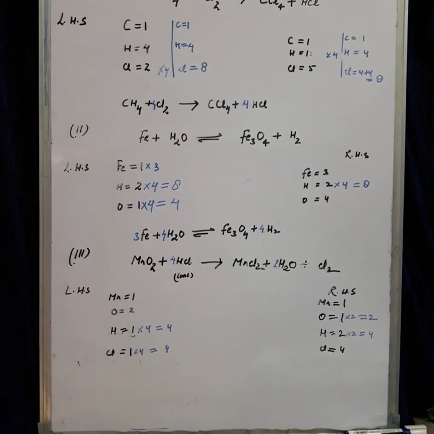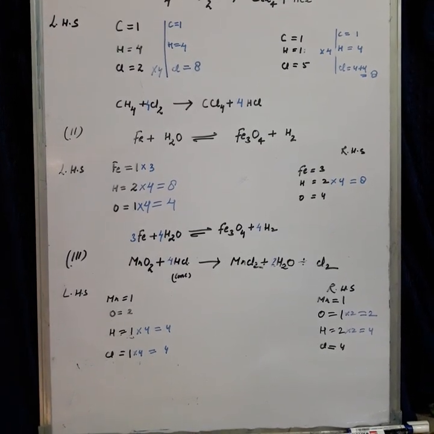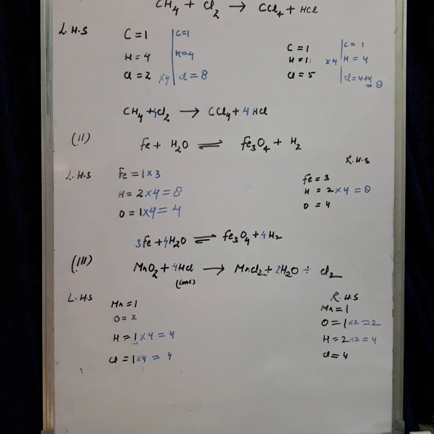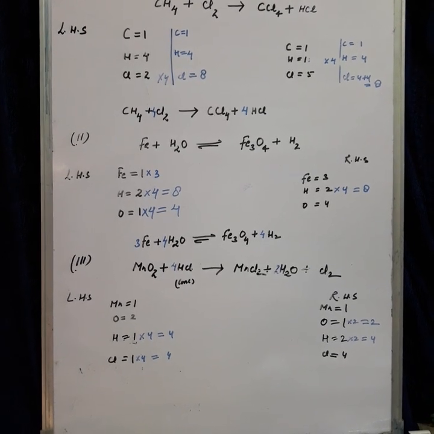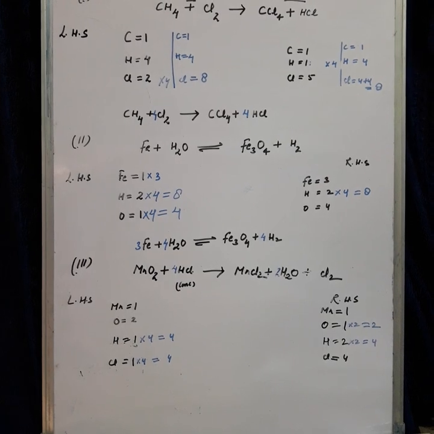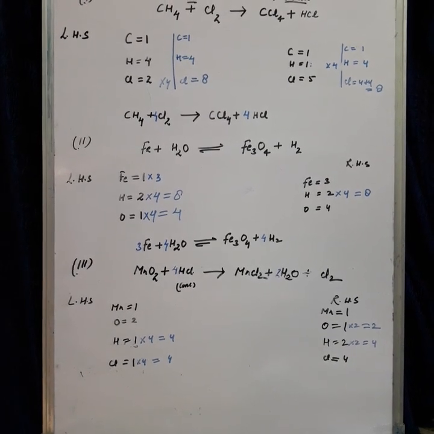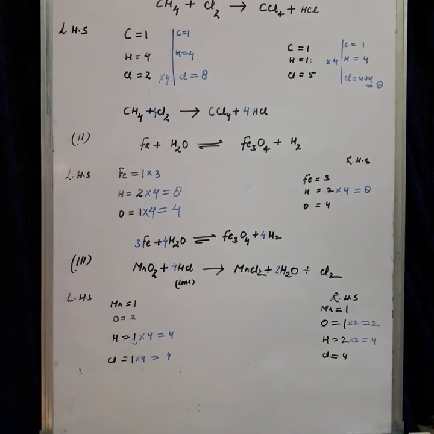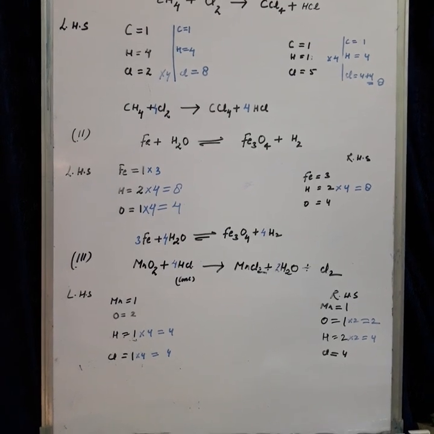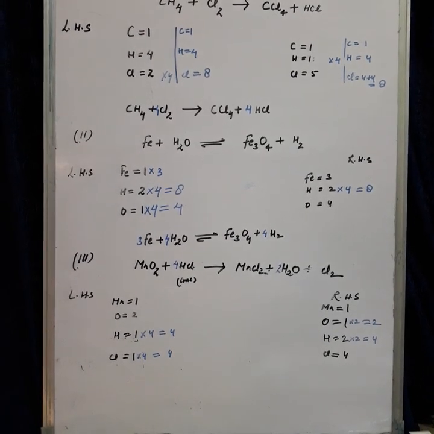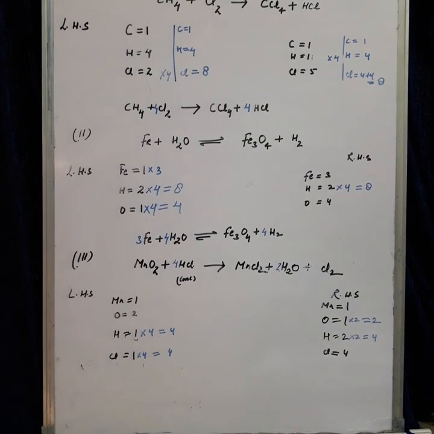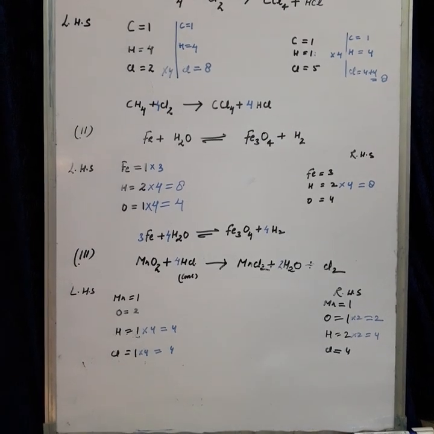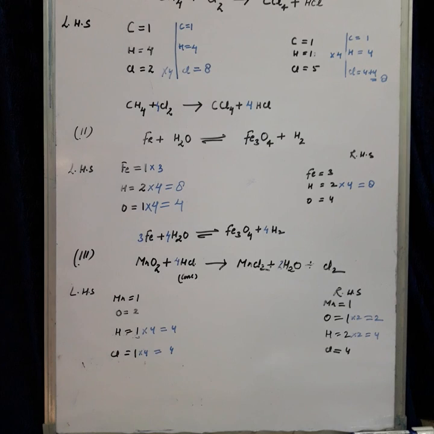Okay, now take another example. Second reaction. Here iron reacts with steam to form triferric tetroxide plus hydrogen. Okay, so again here what is the first step? Count the number of each kind of atom present on both sides, left hand side and right hand side. So after counting we notice that we have 1 iron, 2 hydrogen and 1 oxygen on the left hand side, whereas 3 iron, 4 oxygen and 2 hydrogen on the right hand side.